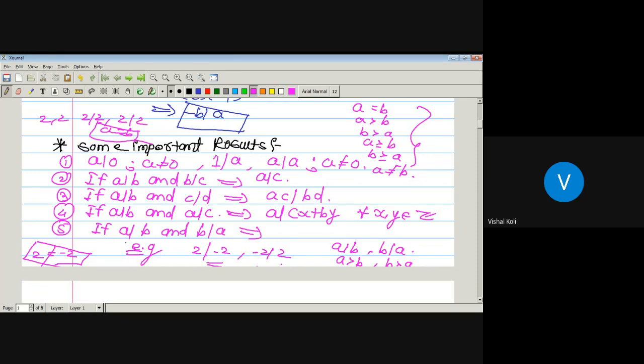Okay, so if A divides B and B divides A, then A must be equal to plus or minus B. Then only it is possible that A divides B and B divides A. Either A is equal to B or it is equal to negative of B.